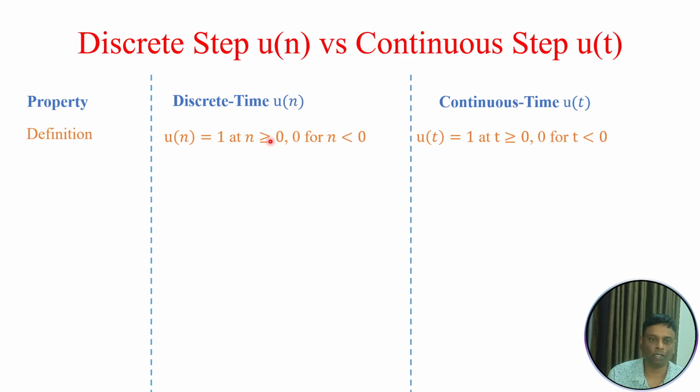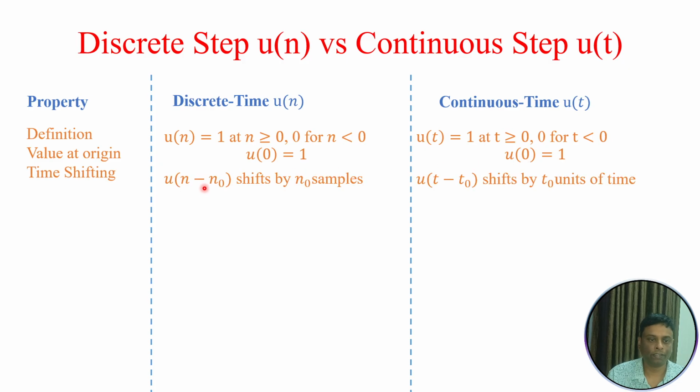Okay. That we have seen in the previous lectures. So this is your u of n, discrete time is denoted as u of n, and continuous time is u of t. The discrete step, u of n, is the discrete step, and u of t is the continuous time step. So the value at origin is 1 in both cases.